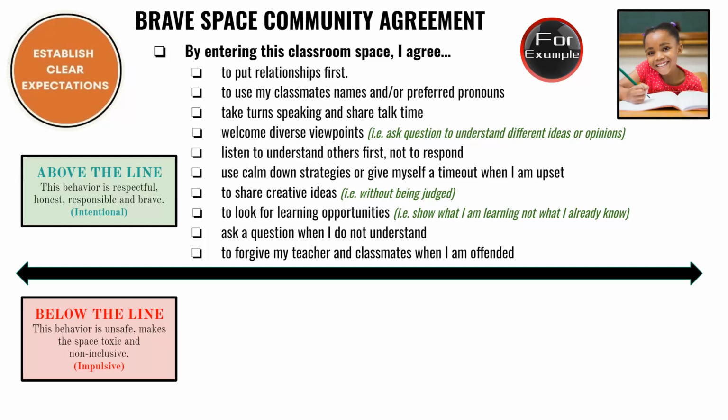So these are just some examples of things that scholars mention when we're establishing our classroom and clear expectations. One is by entering this classroom space, I agree. So coming up with agreements, right? To put relationships first, to use my classmates' names and or preferred pronouns, to take turns speaking and share talk time. Welcome diverse viewpoints, to listen to understand others first, not to respond. To use calm down strategies or to give myself a timeout when I'm upset.